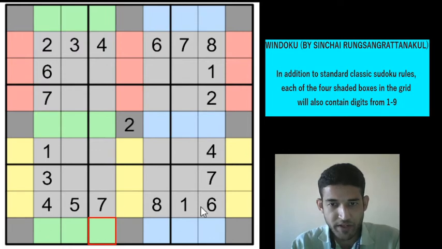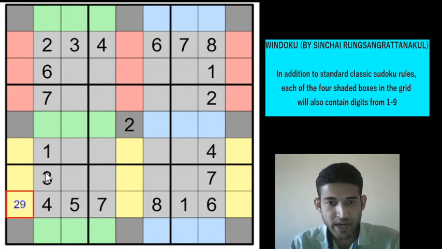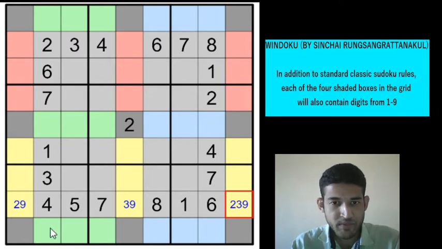We have 4, 5, 7, 1, 6, 8 along that row. Let's make some pencil marks. So 2 and 9 would be here, this would be 3, 9 and this would be 2, 3 and 9. And similarly, we can do the same thing wherever 6 digits are in a row or column.